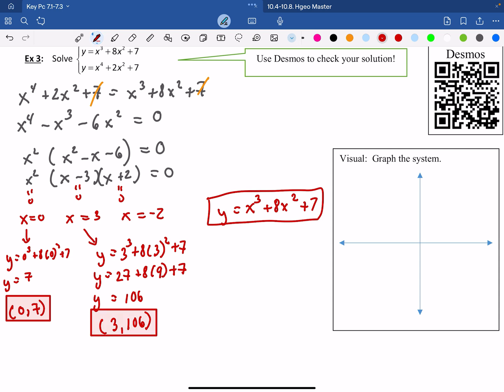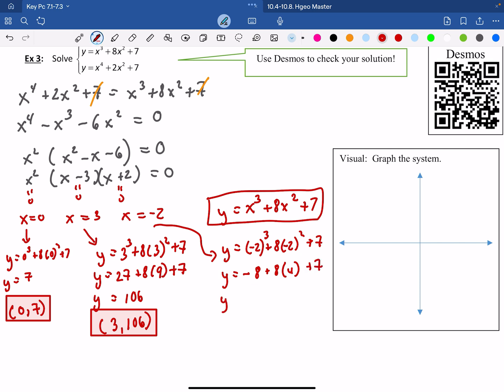Okay, and then the last one right here, you get y is equal to negative 2 to the third power plus 8 times negative 2 to the second power plus 7. Now be careful. Negative 2 to the third power is negative 2 times negative 2 times negative 2. 3 negatives multiplied together is a negative number. 2 times 2 times 2 is 8. And then for the next one, you have 8 times negative 2 times negative 2, which is 4, and then plus 7.